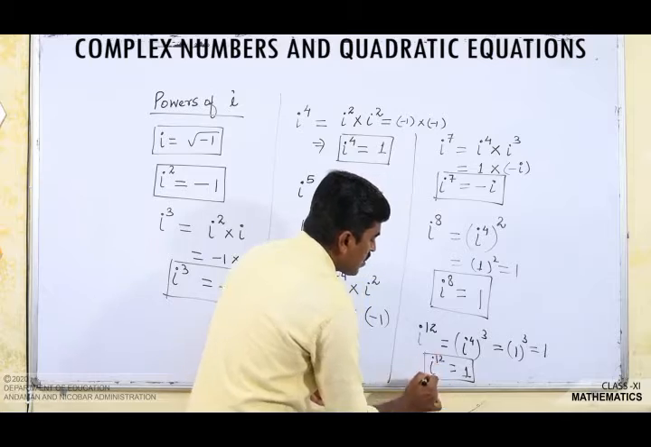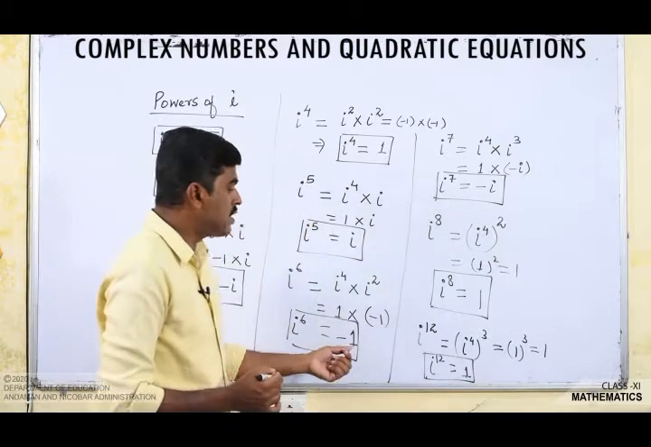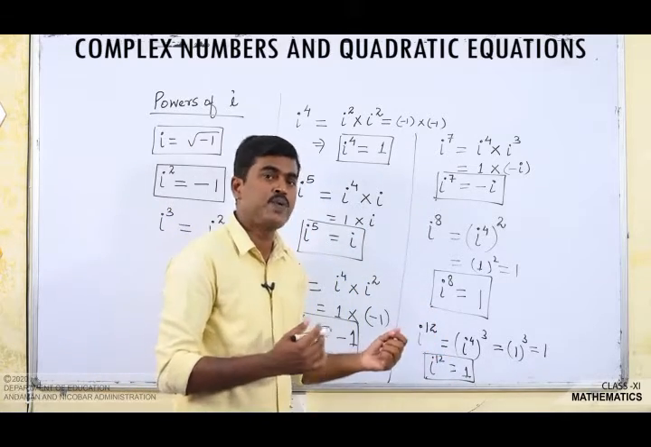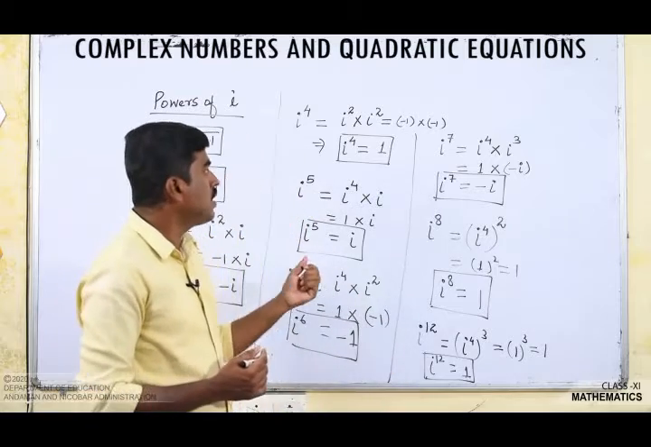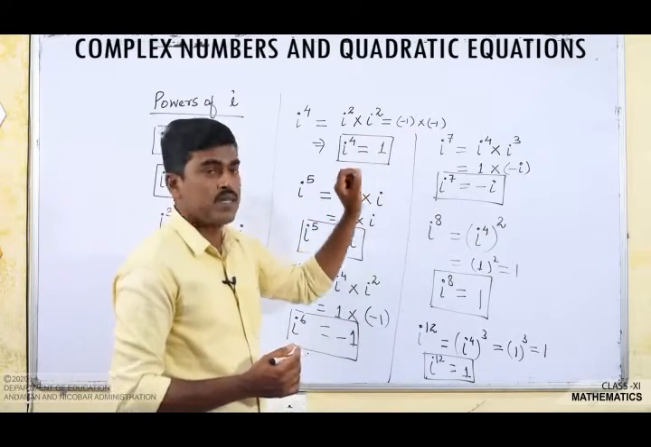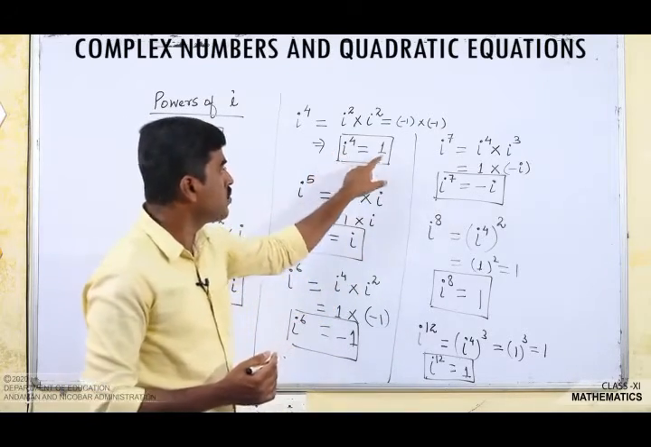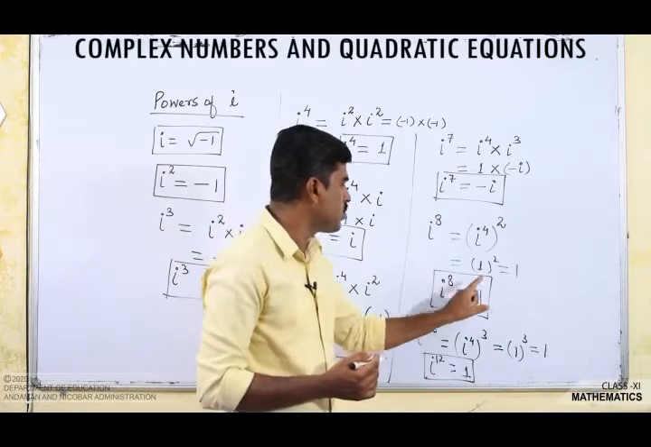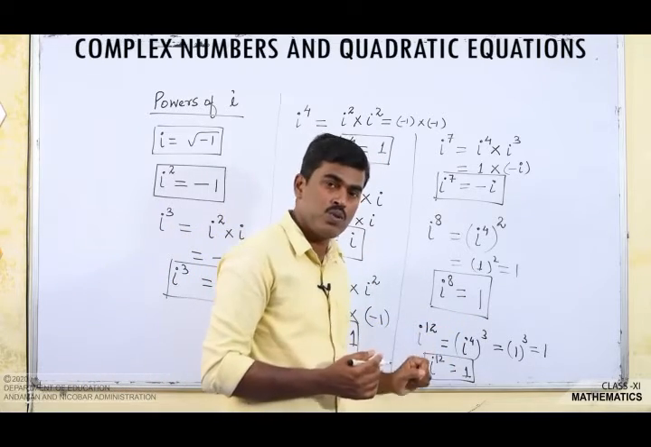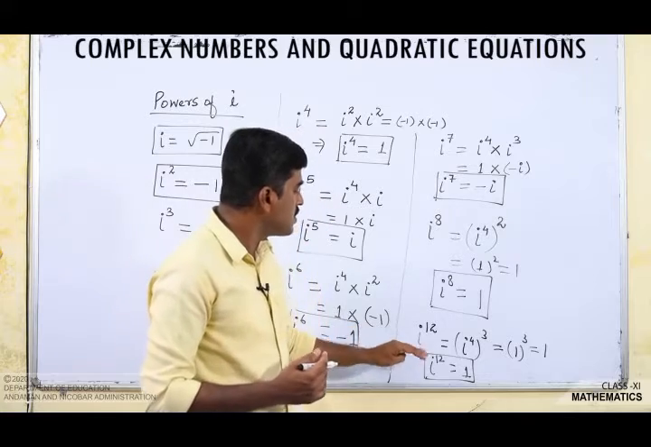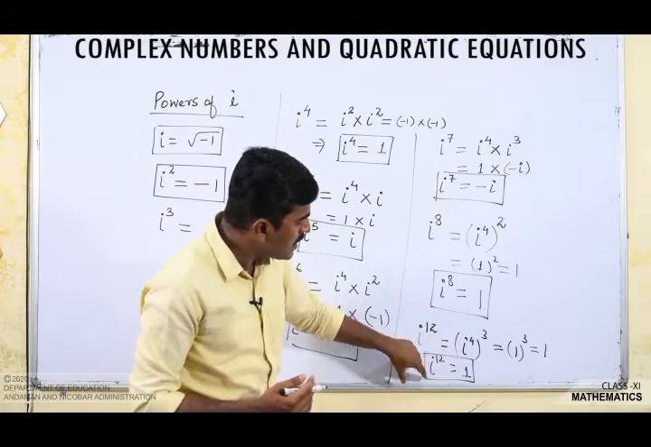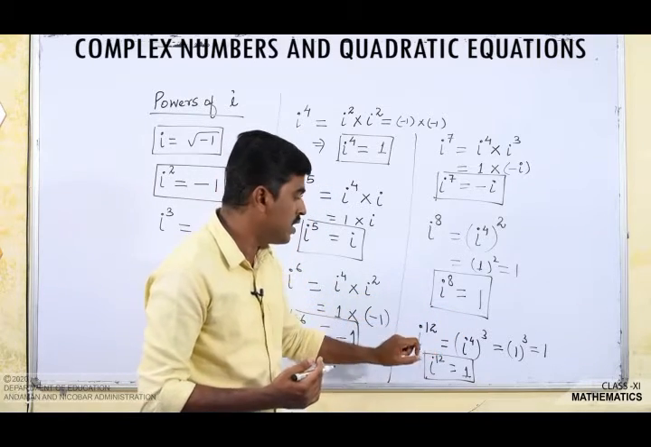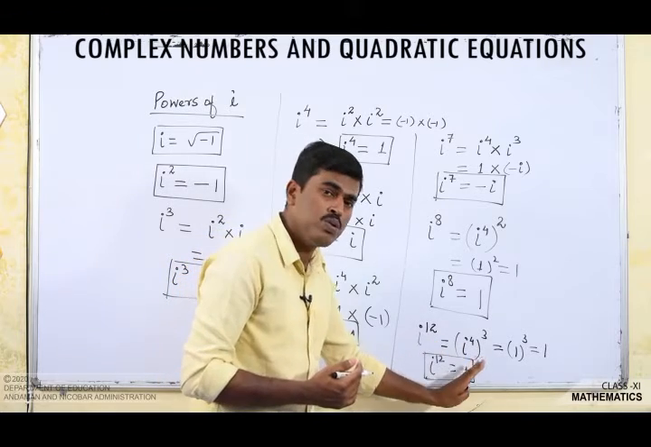That means if there is a multiple of 4 in the exponent of i, then we will get the value 1 there. That is, i power 4 is equal to 1, i power 8 is equal to 1, i power 12 is equal to 1. Similarly, if there is a multiple of 4 in the exponent of i, that is the power of i, then the value will be equal to 1.